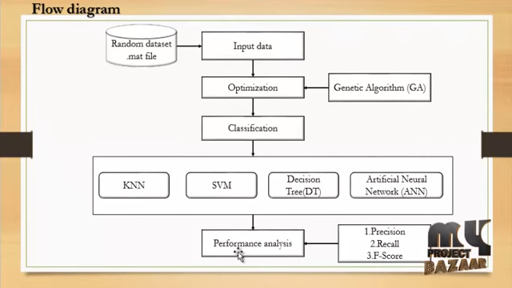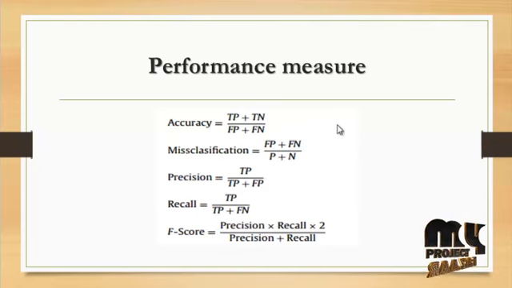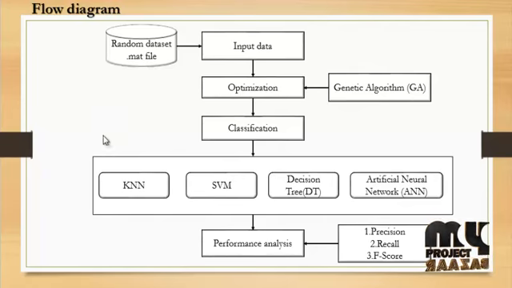Finally, calculating the performance analysis. In the performance analysis process, we calculate precision, recall and f-score using formulas like these. These are the performance measures: accuracy, misclassification, precision, recall and f-score, based on true positive, true negative, false positive and false negative. These are the basic ideas for calculating the performance measures of the process. This is the overall flow diagram of the product.